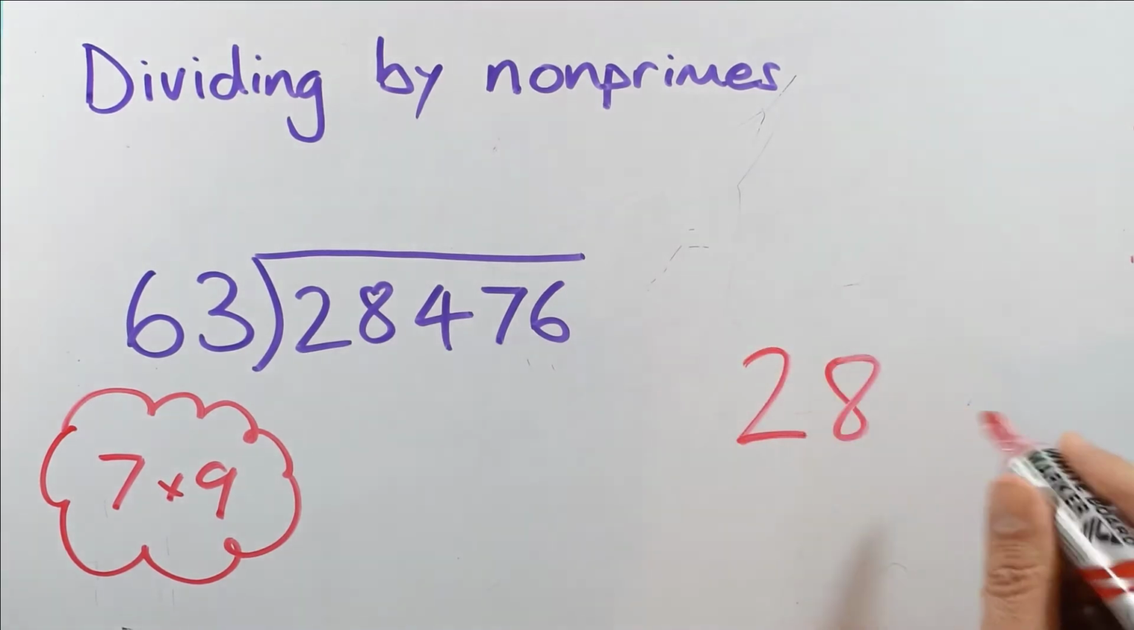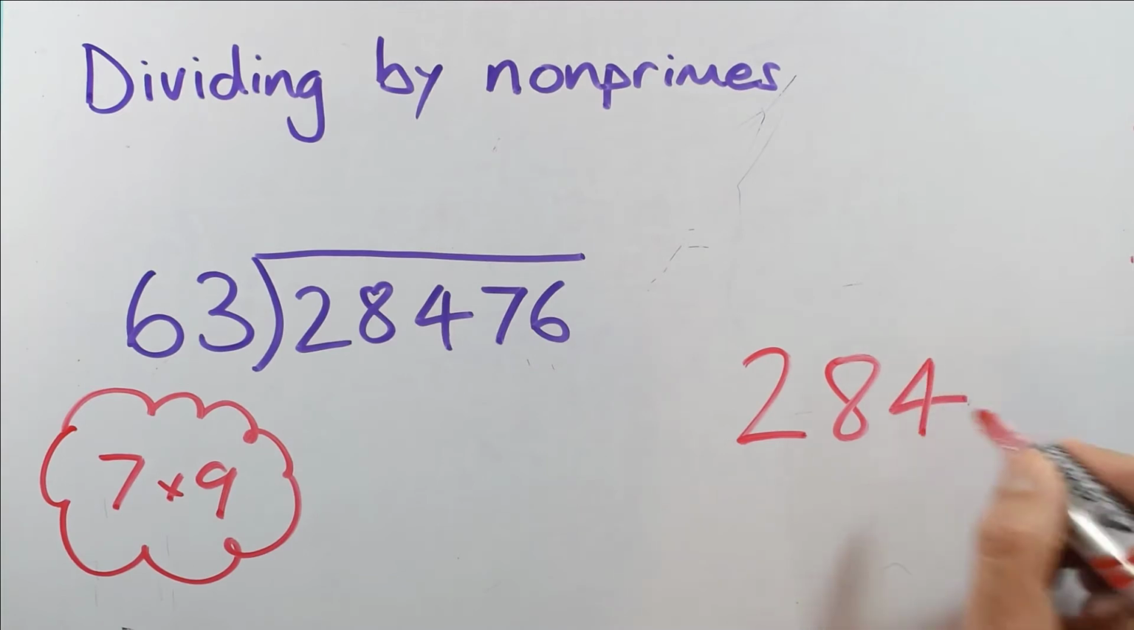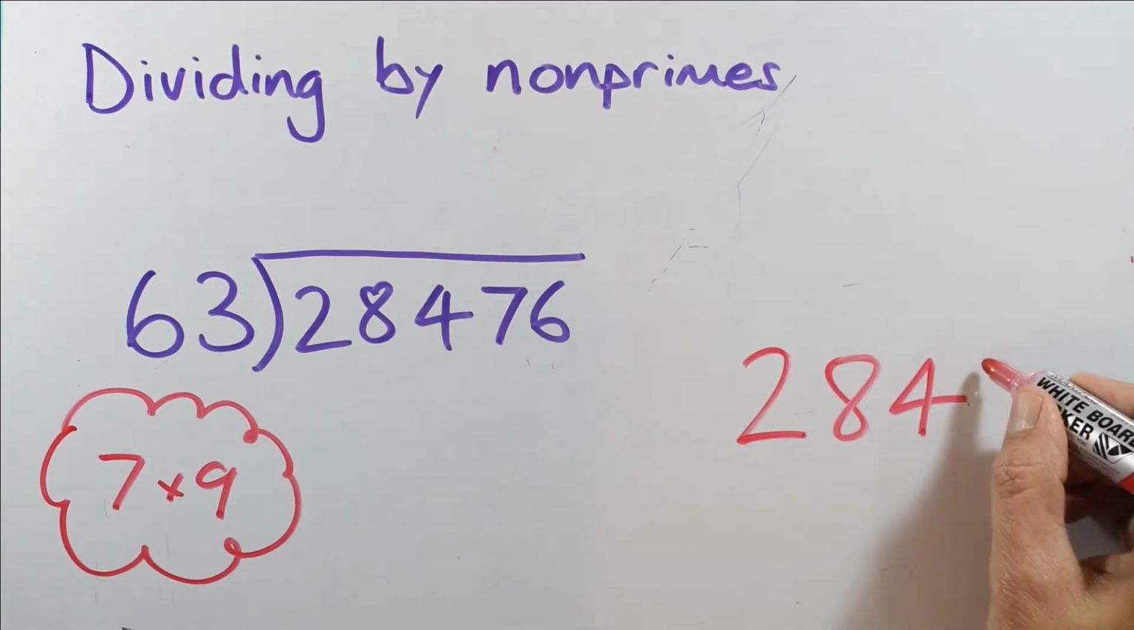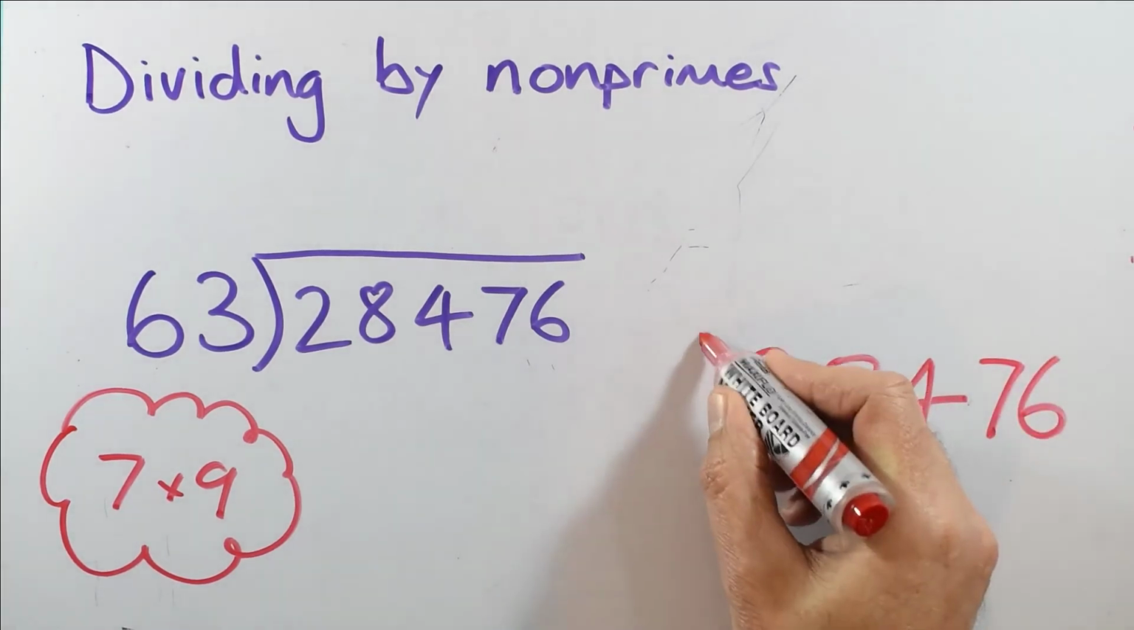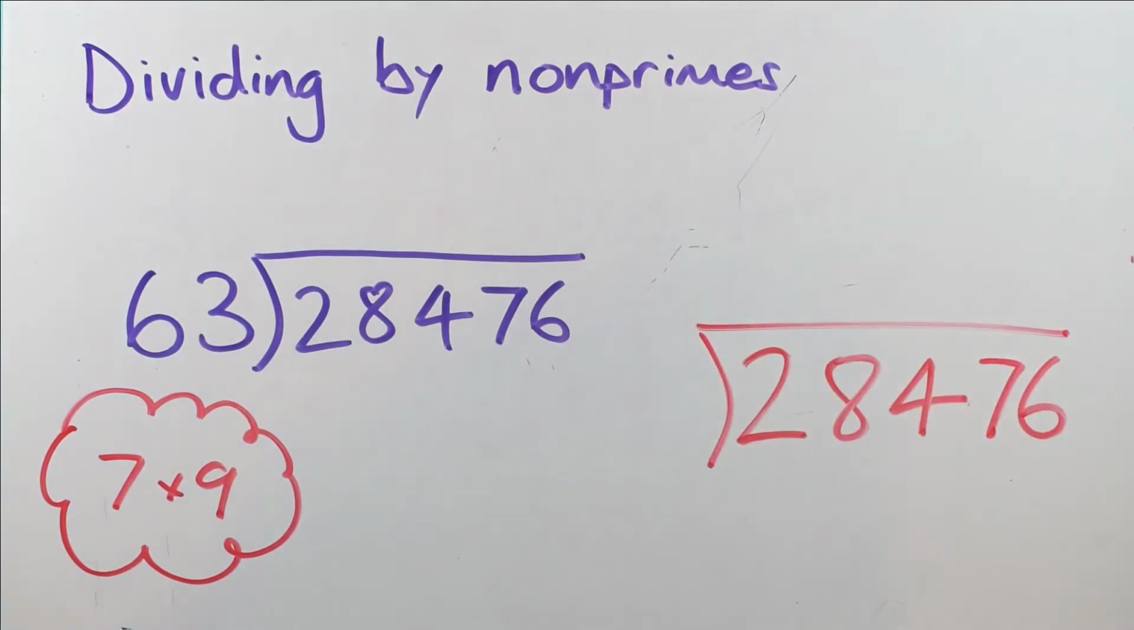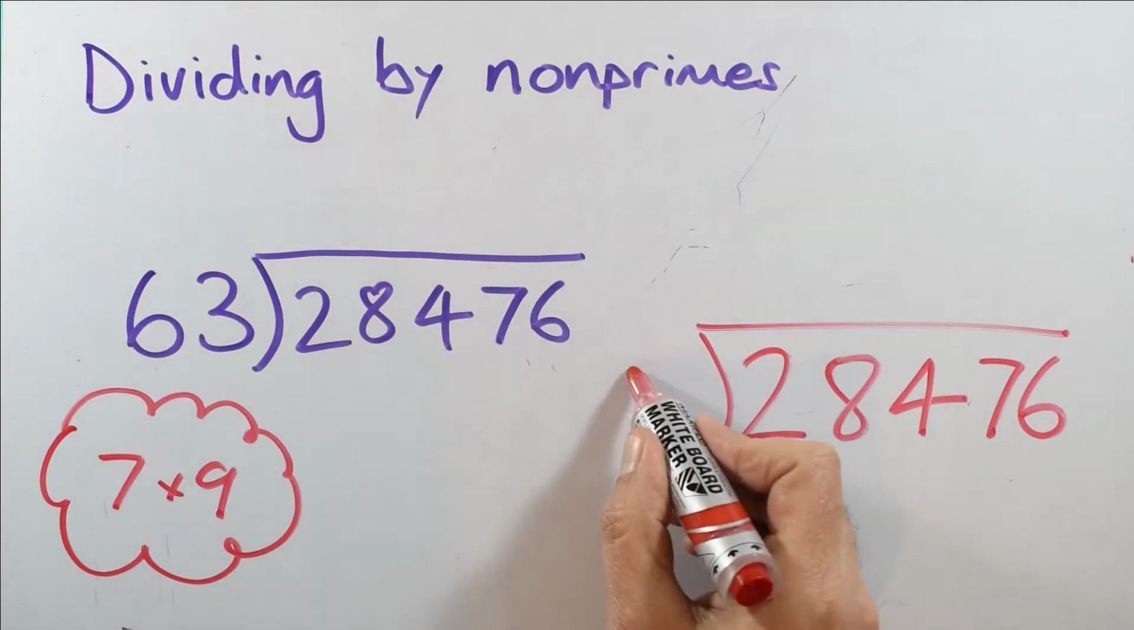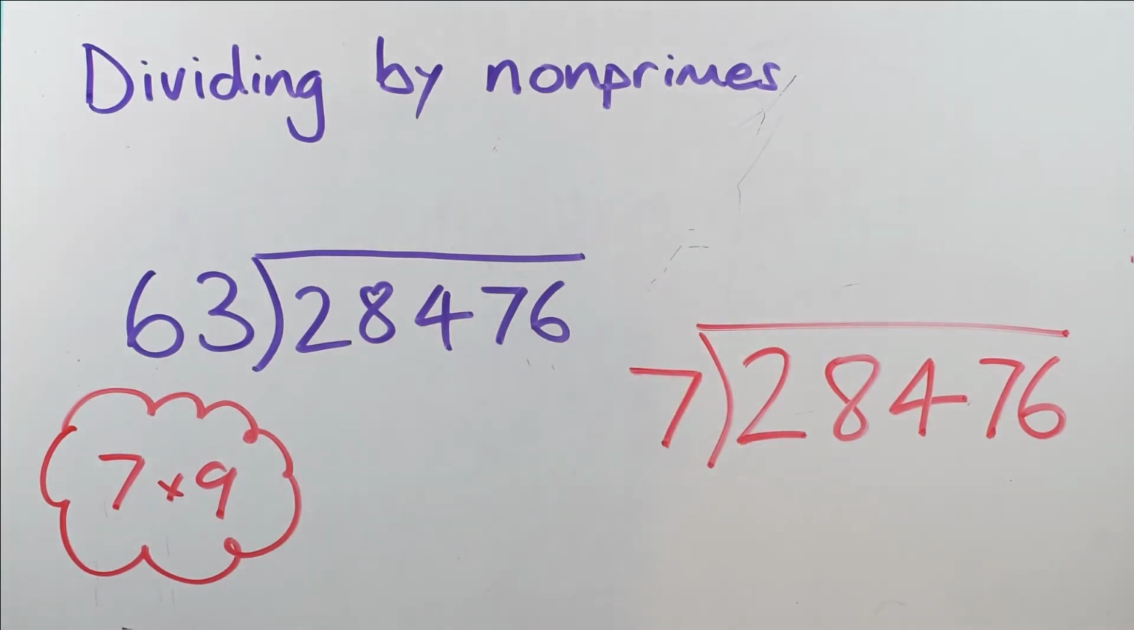So I'll just copy the number out again for the sake of simplicity. So it's 28,476. And the first thing I'm going to do is divide that by 7. Now, why am I dividing that whole thing by 7? I'll show you in a second. It's like a 2-step thing.